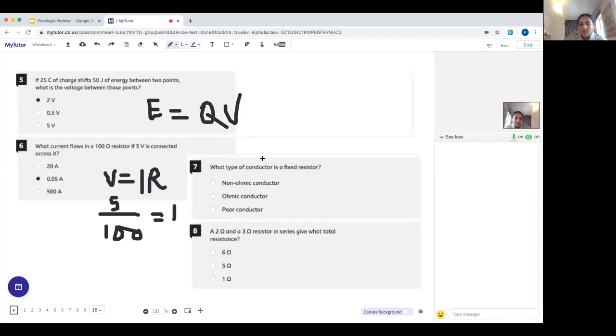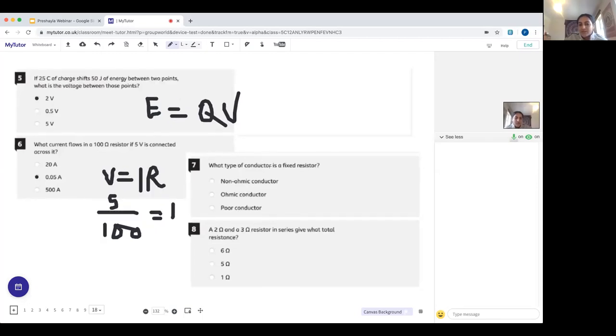Okay, now for question 7, what type of conductor is a fixed resistor? So our normal resistor that follows normal rules, what type of conductor would it be? Great, loads of you putting ohmic conductors, that's absolutely correct. It's a normal fixed resistor that we find in normal circuits. So it follows our normal rule, which is Ohm's law.